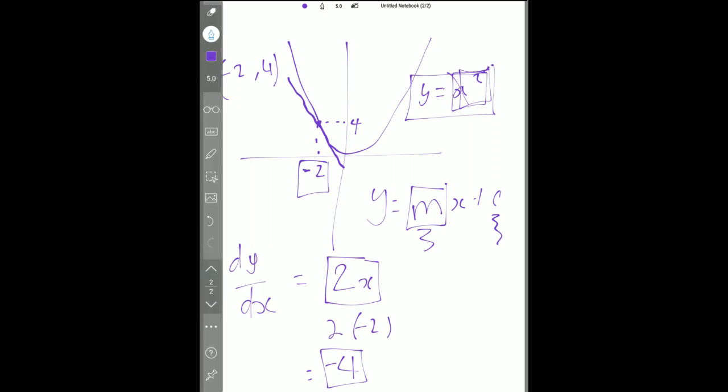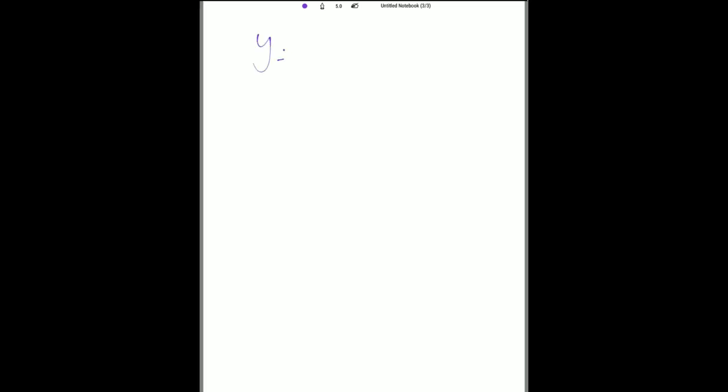So let's do that. We want to find the equation of the tangent to the curve. All we need to do is substitute these values. The general equation is y equals mx plus c. So let's substitute the values. We have the gradient being equal to negative 4 at that point, and the point of tangency being negative 2, 4. So let's plug those in.